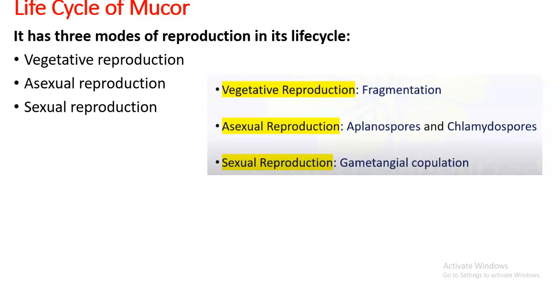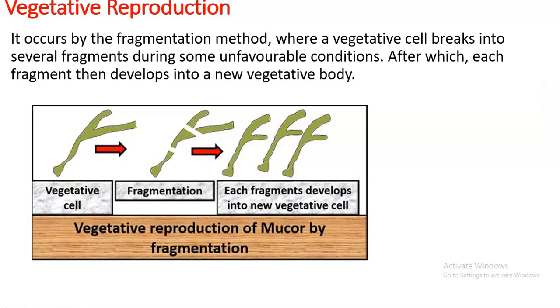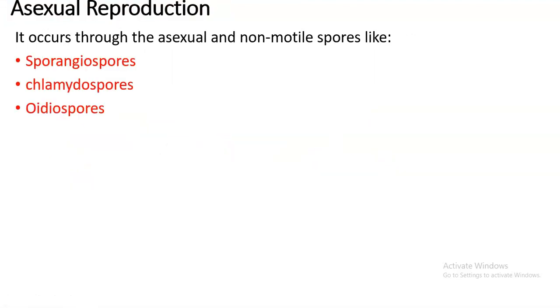Now coming to the life cycle of Mucor, you have to write about the vegetative reproduction, asexual reproduction and sexual reproduction. Vegetative reproduction is through fragmentation. Asexual reproduction is through aplanospores and chlamydospores. Aplanospores are also called sporangiospores. We have seen this already in the previous slide. Then chlamydospores. Then sexual reproduction is through gametangial copulation, which is almost the same as in Rhizopus. So vegetative reproduction is simple. The body gets fragmented and each fragment develops into a new vegetative cell. Asexual reproduction is through these three methods.